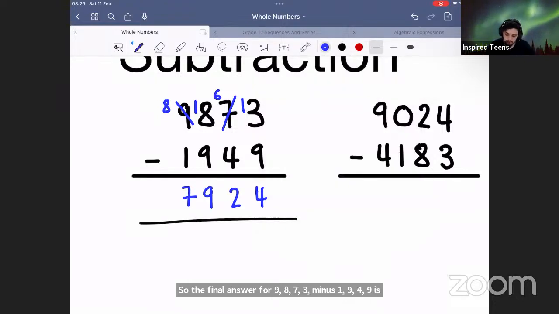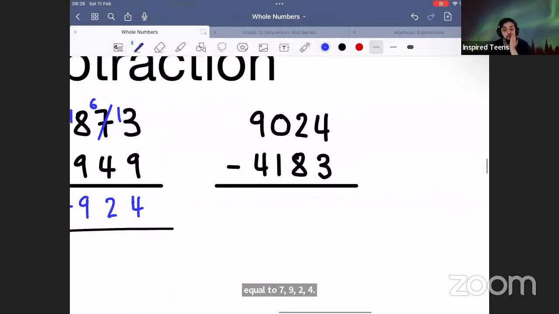Let's do one more example. I have 9024 minus 4183.